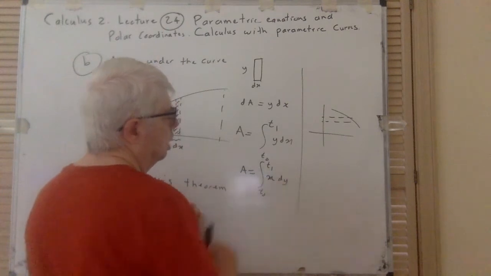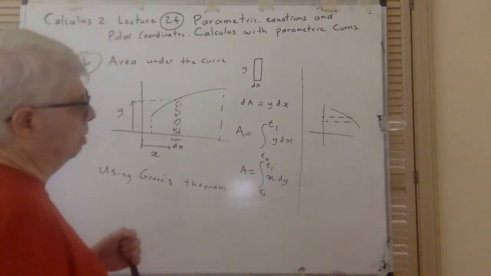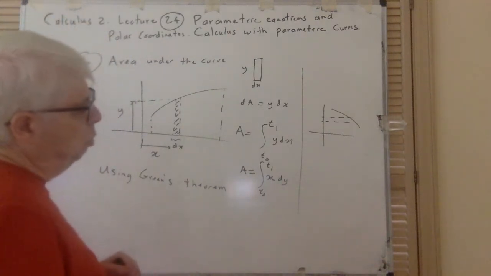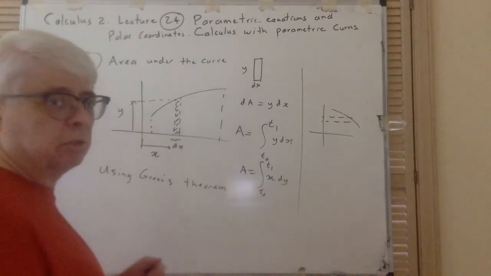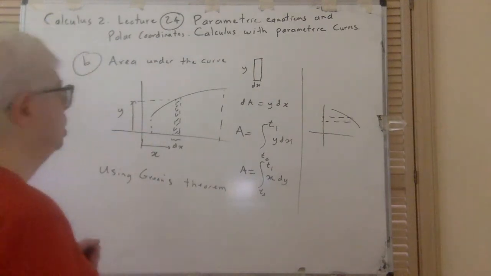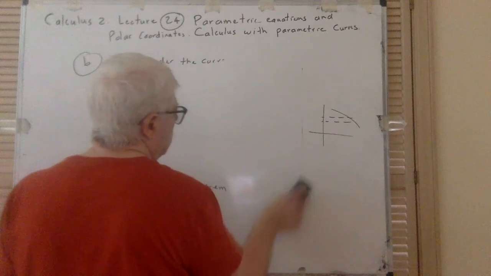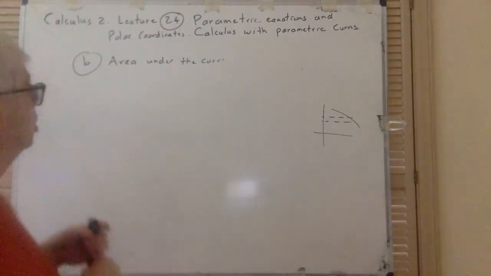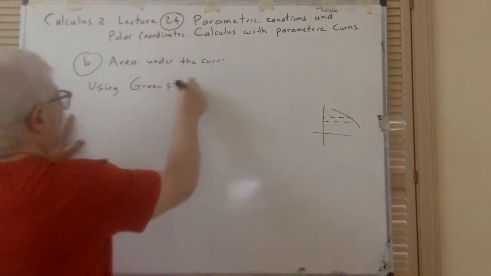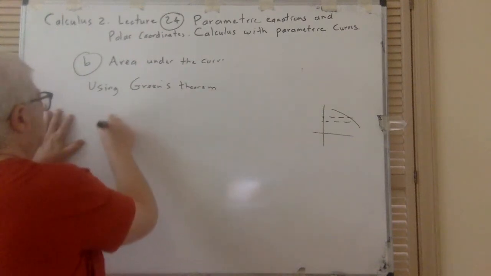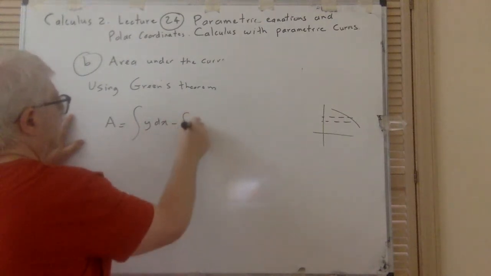Either x dy or y dx. So in either case, that gives you something. What can we do? In fact, Green's theorem is some kind of average of these two. So using Green's theorem, we have this. And that area will be the integral of, if I remember correctly, y dx minus x dy.